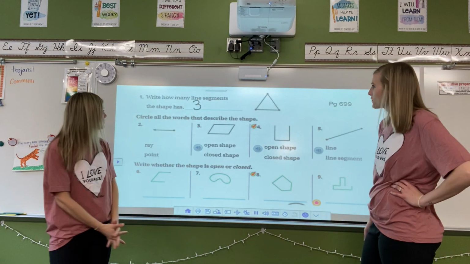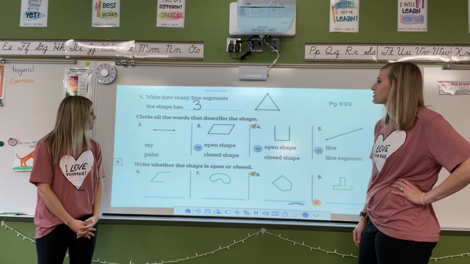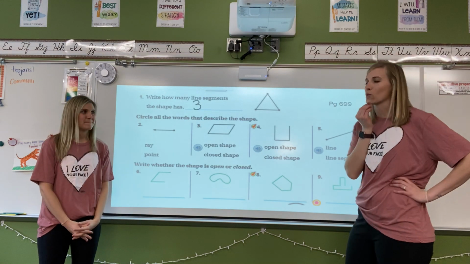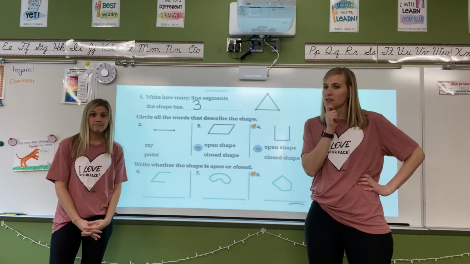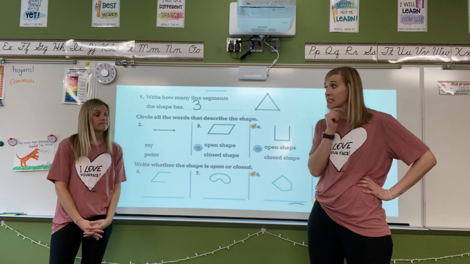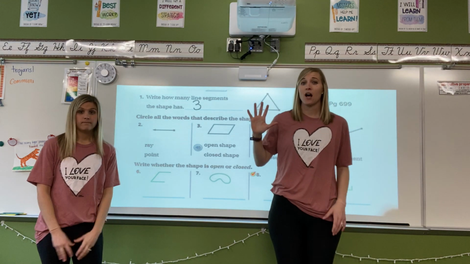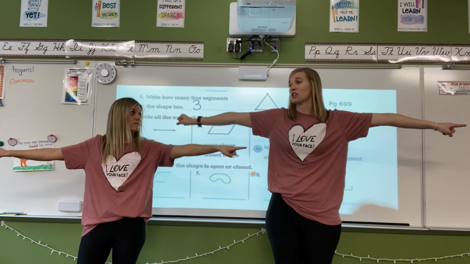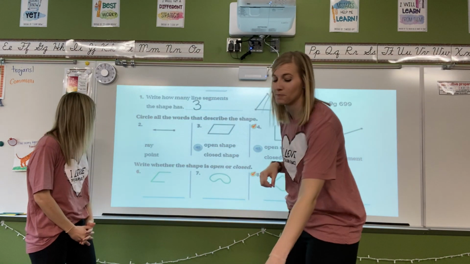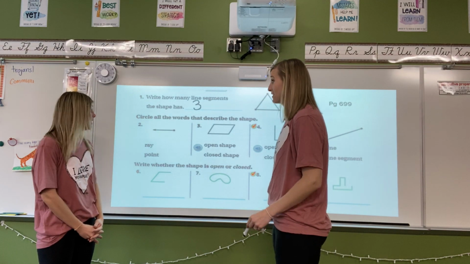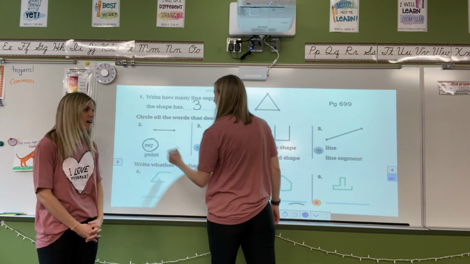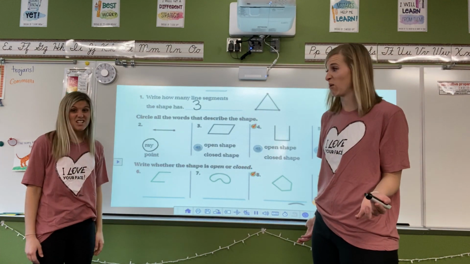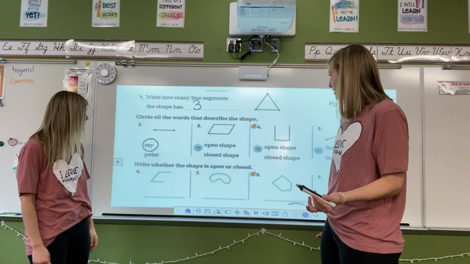The next set of directions for 2 through 5 say circle the words that describe the shape. Number 2. Is that a ray or a point? Now I'm thinking back to my arm signals, and if I remember, a ray had an end point, and then the other side continued. So looking at this picture, I think it's a ray. Yeah, because it does have a point, but it also has a line that goes the other direction. That continues to go. It's not just a point. Very good.